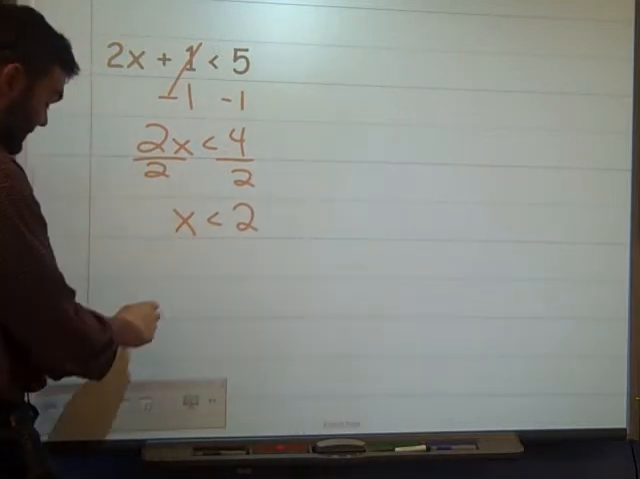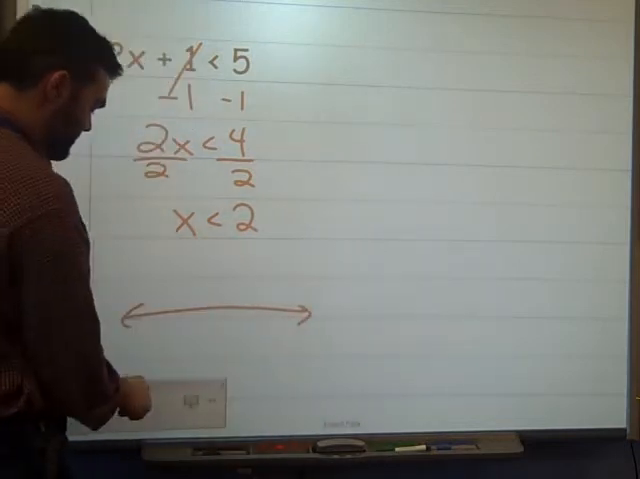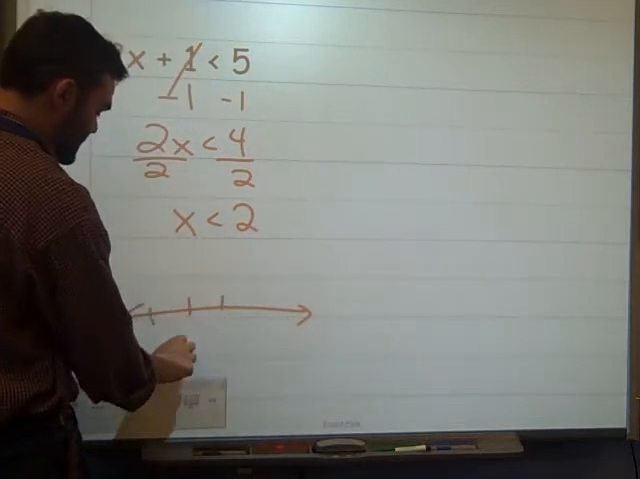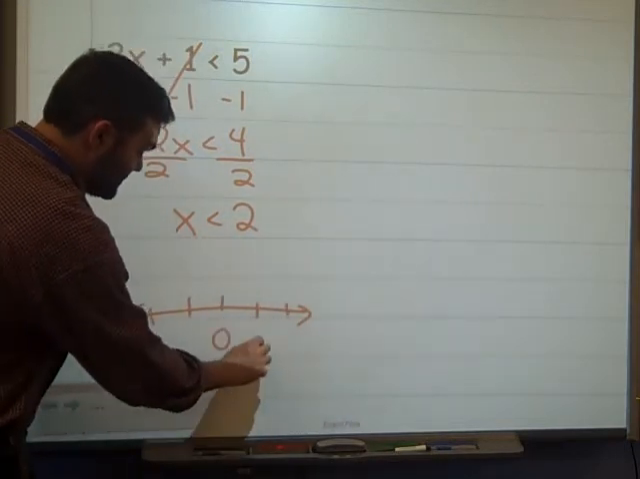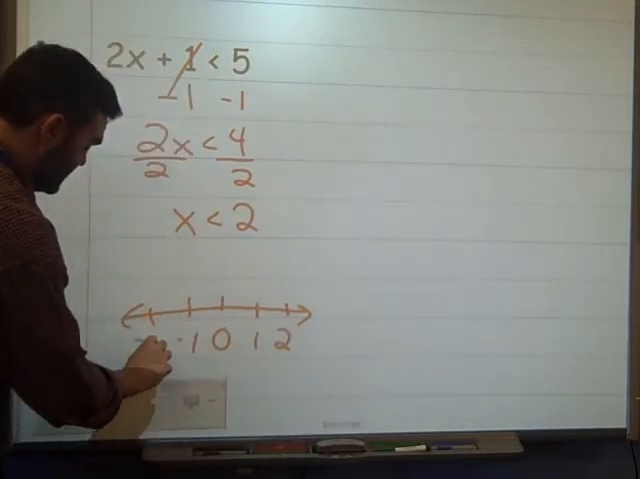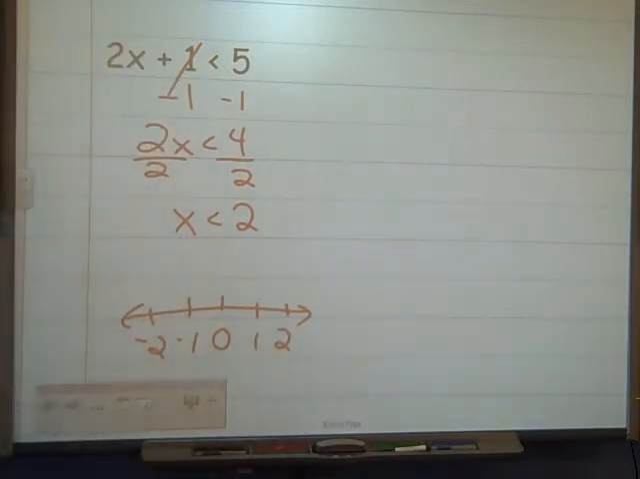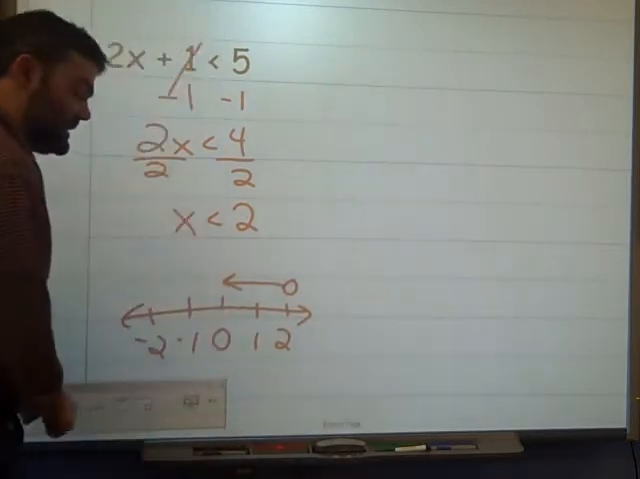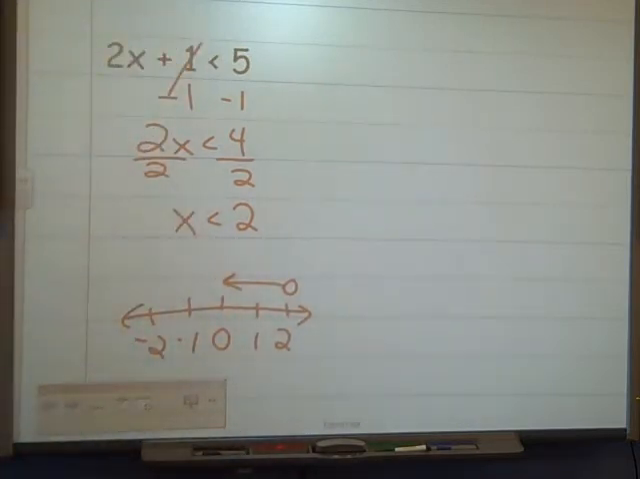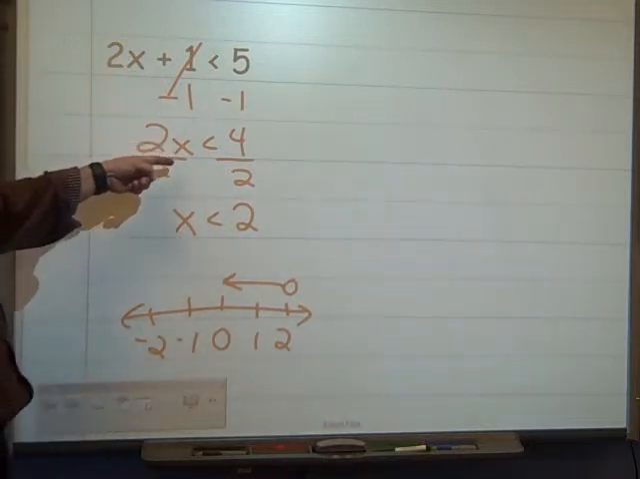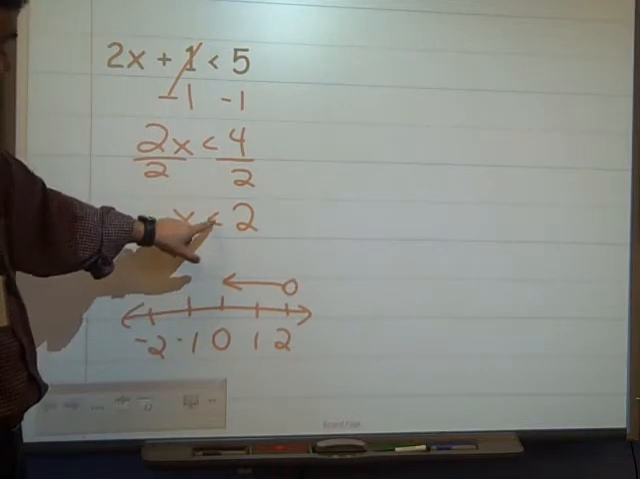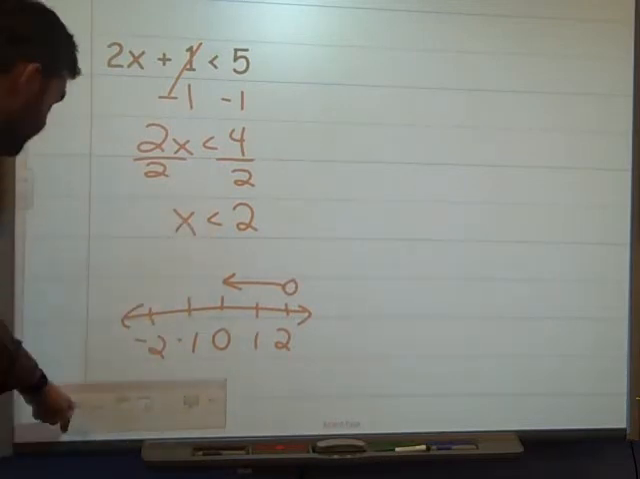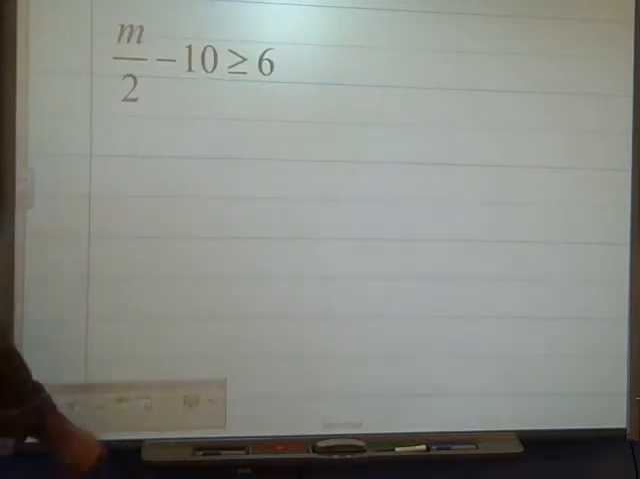Now, we need to graph this, so we need a number line. We're going to put 0, 1, and 2, negative 1, negative 2. And it's less than 2, so it's an open dot. Everything less than. There it is, just like a two-step equation, except instead of an equal sign, we have a less than sign. All right, let's try another one.